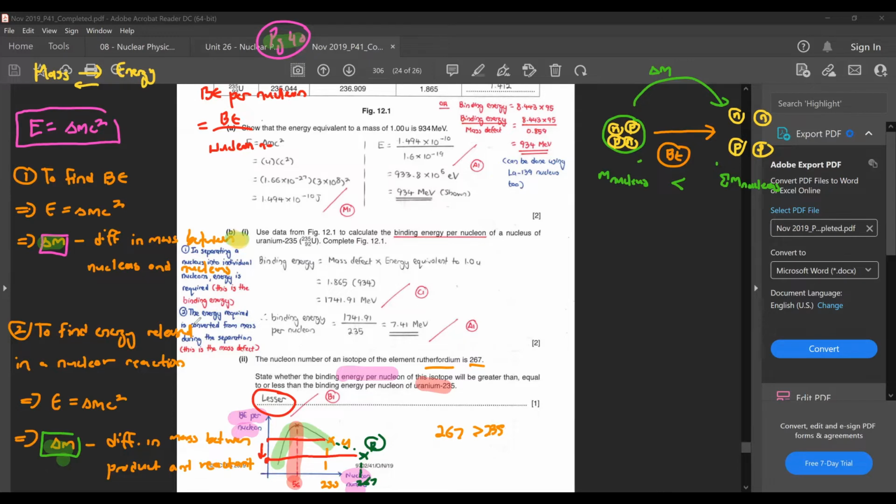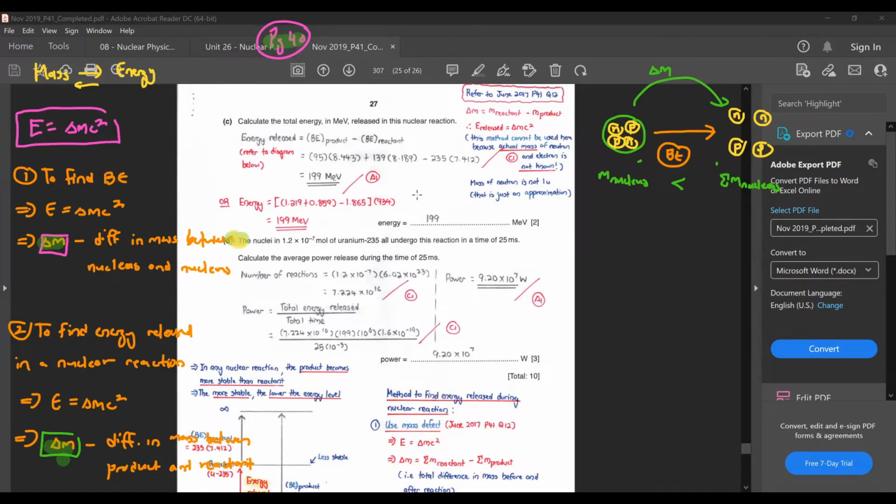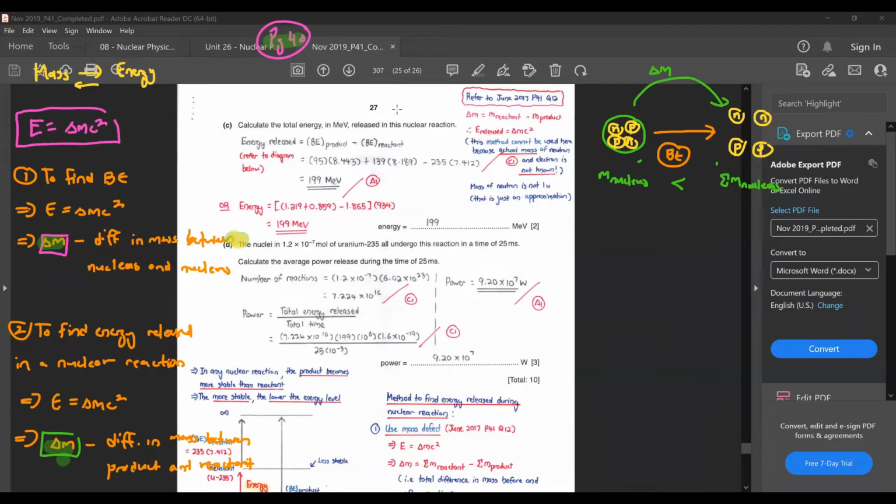Then we go on to the next question. This is something I need to highlight to you when it comes to using binding energy to find energy release. If you look at part C, which is on the next page, the following part asks you to find out the energy release in the nuclear reaction here.